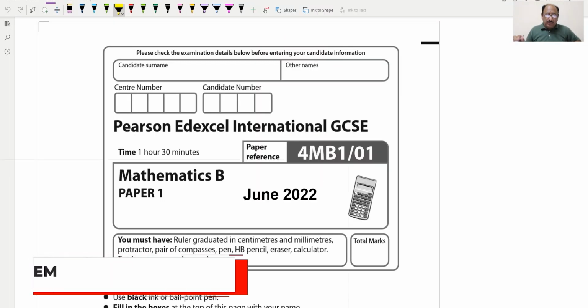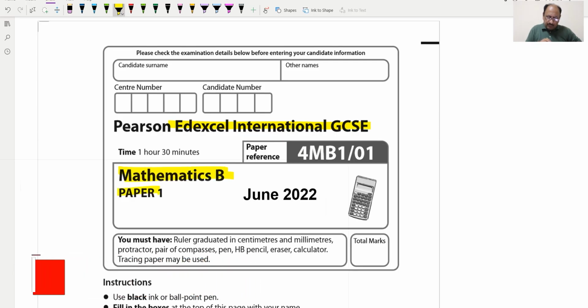Hello everyone, today we'll be going through Pearson Edexcel International GCSE Mathematics B Paper 1, 4MB101. This is the June 2022 paper.